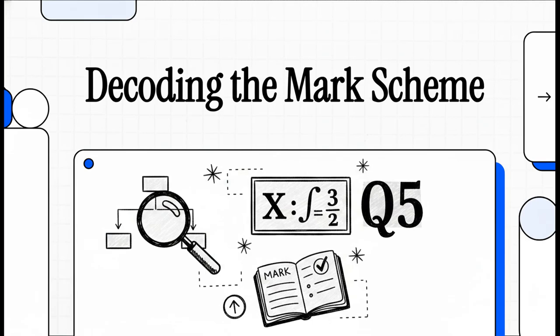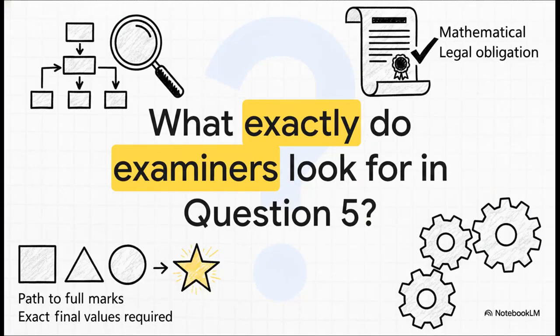Welcome back, everyone. Today, we're decoding exactly how marks are awarded for question 5 from the Pearson Edexcel GCSE Maths Higher Paper 3H, specifically the November 2023 edition. Let's just jump right into the exact wording of the official mark scheme. Okay, let's dive right into this. What exactly is the path to full marks for question 5?